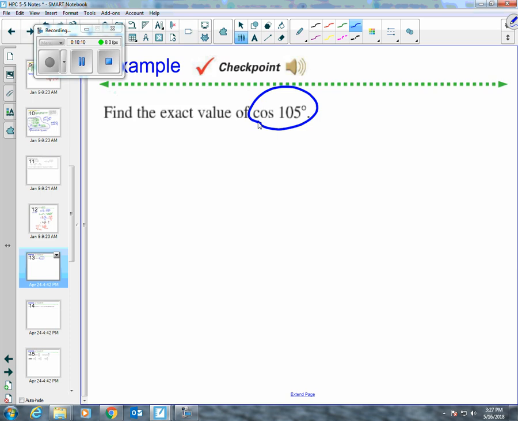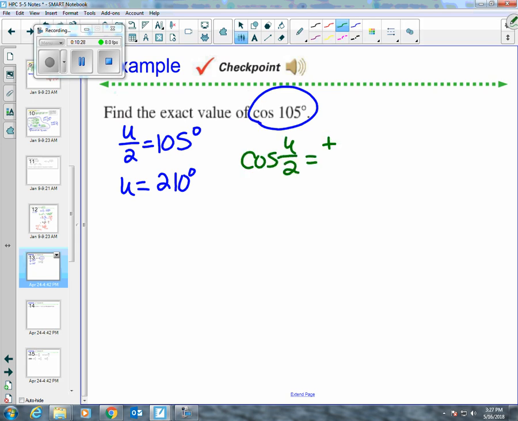But how about instead thinking of it as a half angle situation? So the 105 is the u over 2. What would u be? What would double it be? Well, 210. Is 210 a special value? Absolutely. So we'd be able to solve using that half angle formula. So I'm going to go ahead and write out the formula. Cosine of u over 2 equals plus or minus the square root of 1 plus cosine of u all over 2.